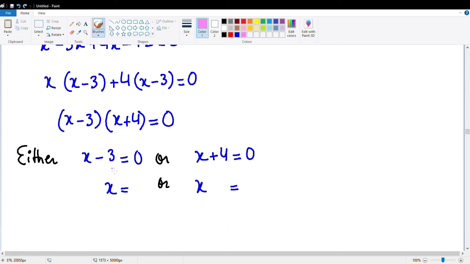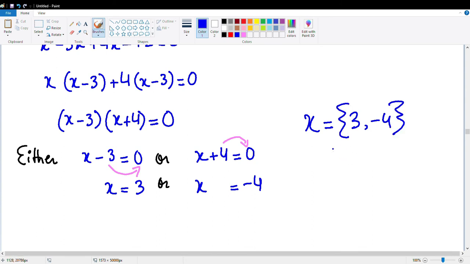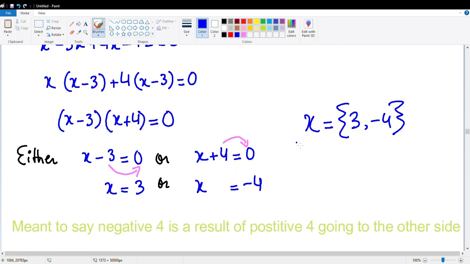You can see that we'll send minus 3 to the other side in the first one and plus 4 to the other side in the second. So we'll get plus 3 in the first and minus 4 in the second. So our solution set will be 3 and minus 4. Because when we send the numbers to the other side, like you can see minus 3, the sign will change, so it will become positive 3. And negative 4 is a result of positive 4 going to the other side. So, yeah.